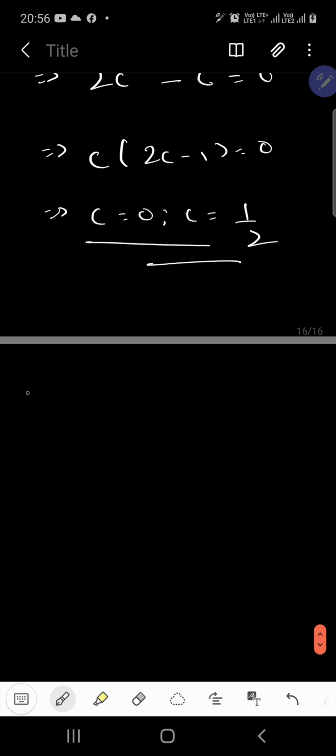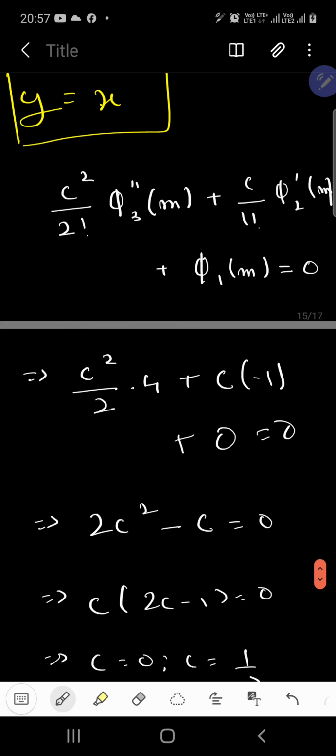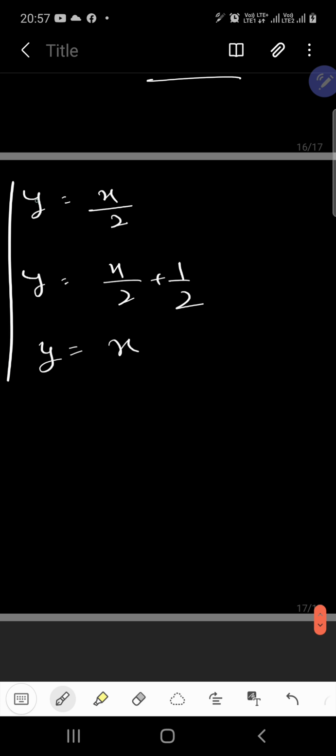So eventually the two equations which you need are y equals x over 2 and y equals x over 2 plus half. And one more equation you have got there, right? What was that? y equals x. So these are the three equations which you eventually get, right? So this was the method in which you can find the oblique asymptotes.